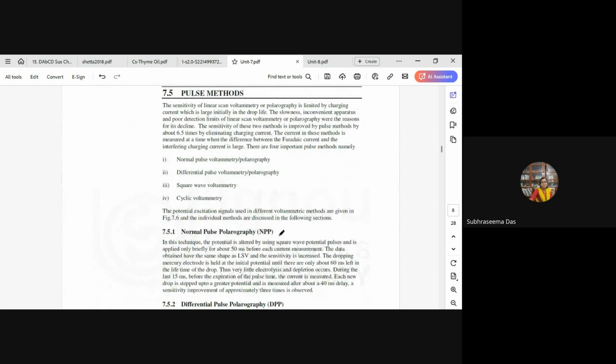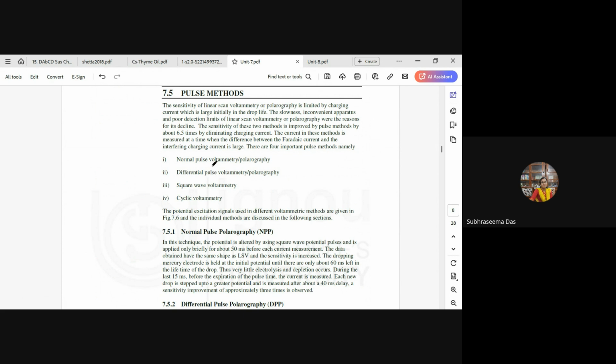Now coming to the different types of pulse methods in voltammetry. We know that linear sweep voltammetry, or LSV, is limited by charging current, which is large initially in the drop life. The slowness and inconvenience were the reasons for its decline. In order to improve this, there are four important pulse methods that were developed.